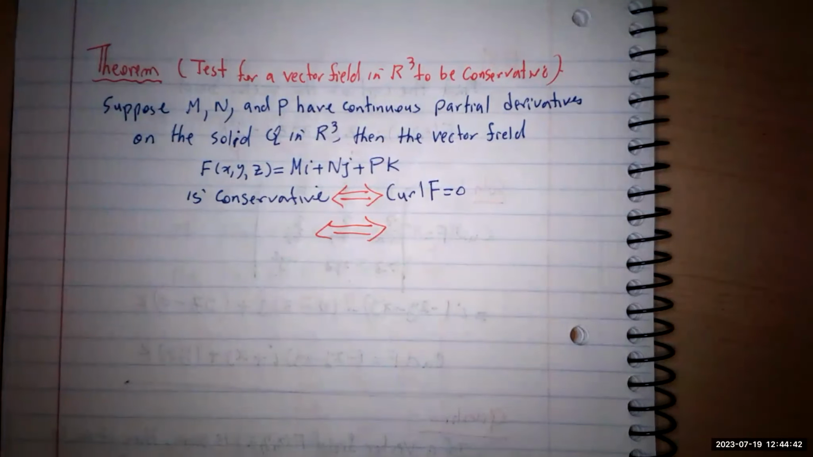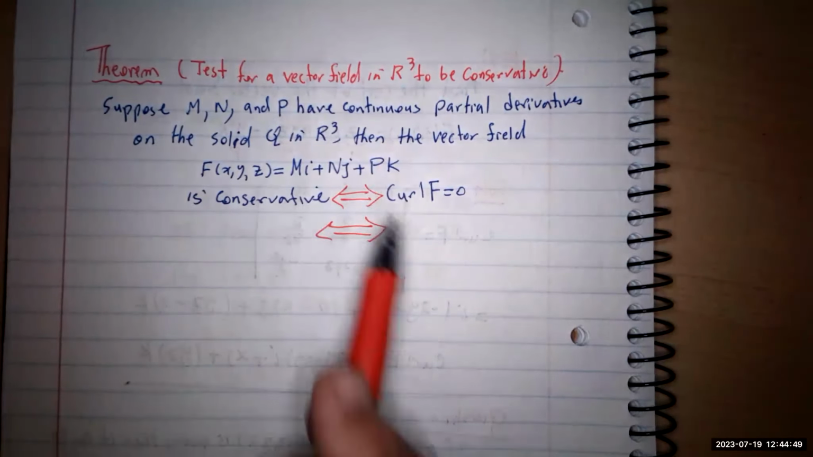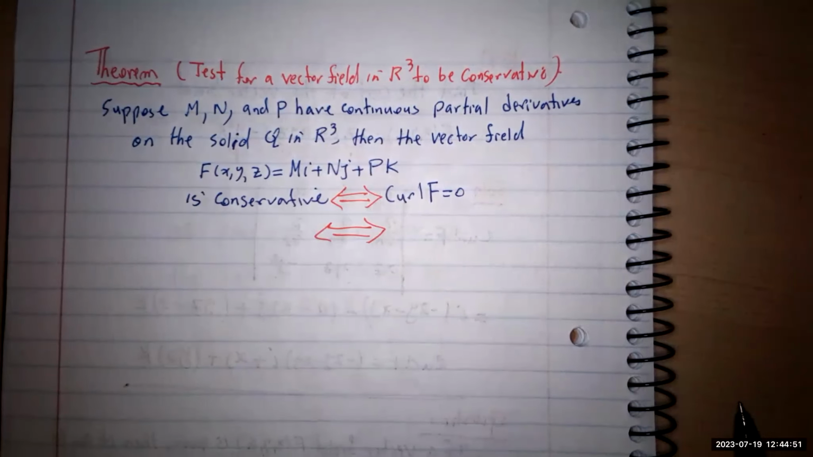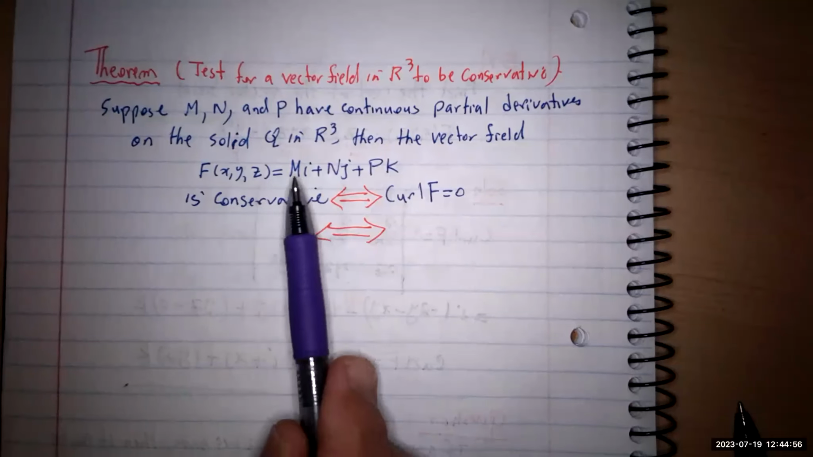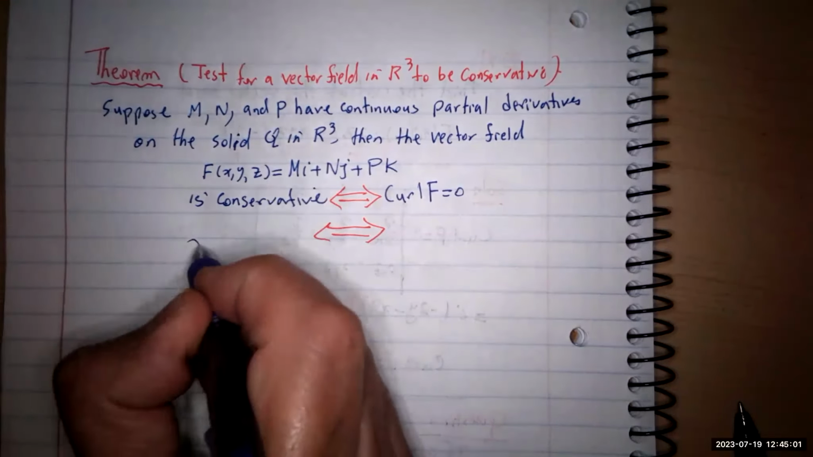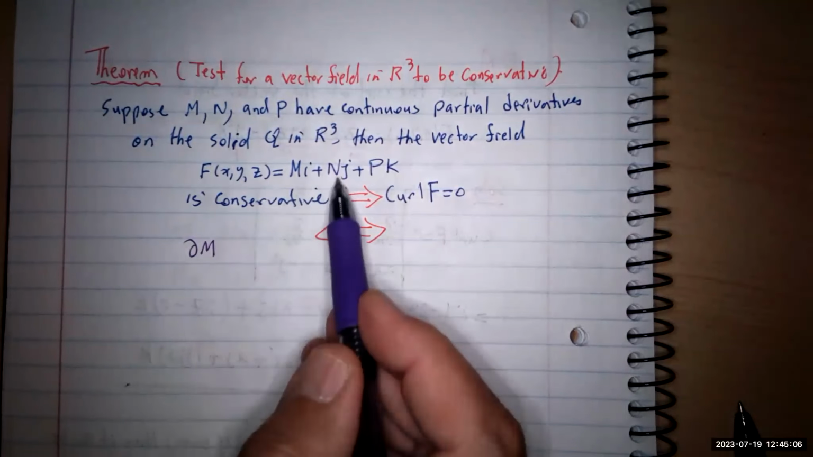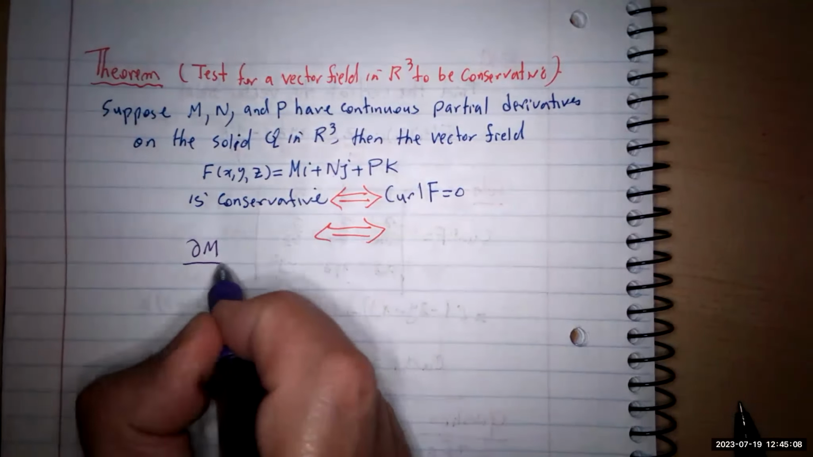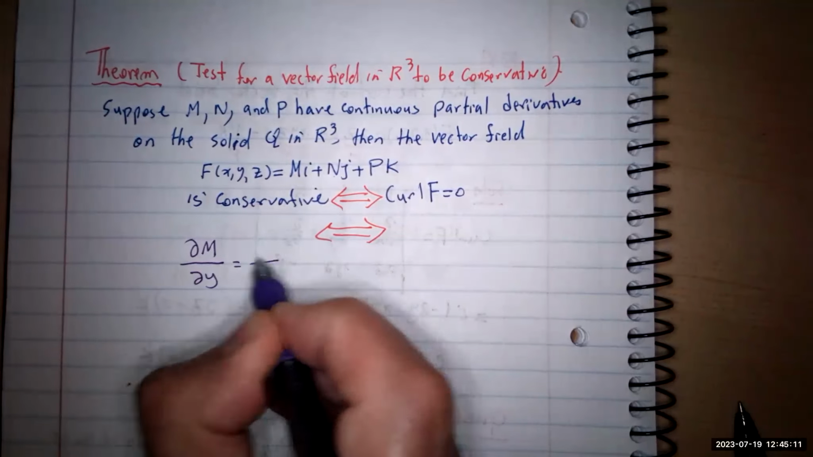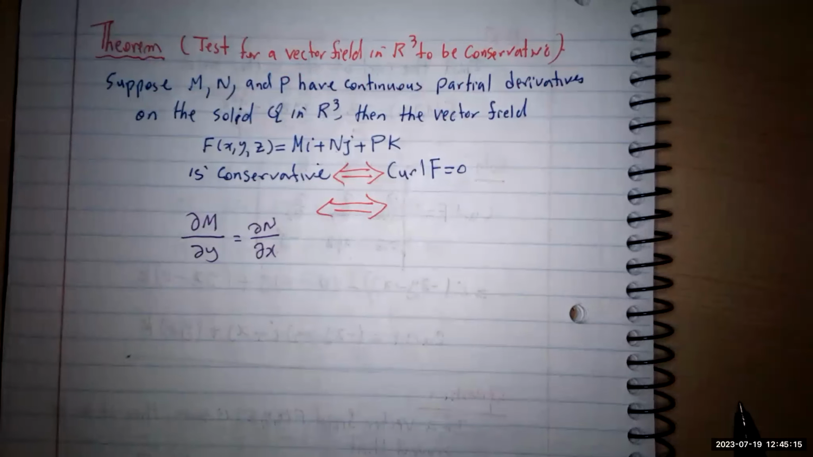You see, the condition is very easy to write. You have three functions, you compare them together. You see M and P. This is the way you can easily compare. I want to compare M and N. So I should have partial M, and since I want to compare it with N, it's partial M over partial y, which must be equal to partial N over partial x. That's the first condition.